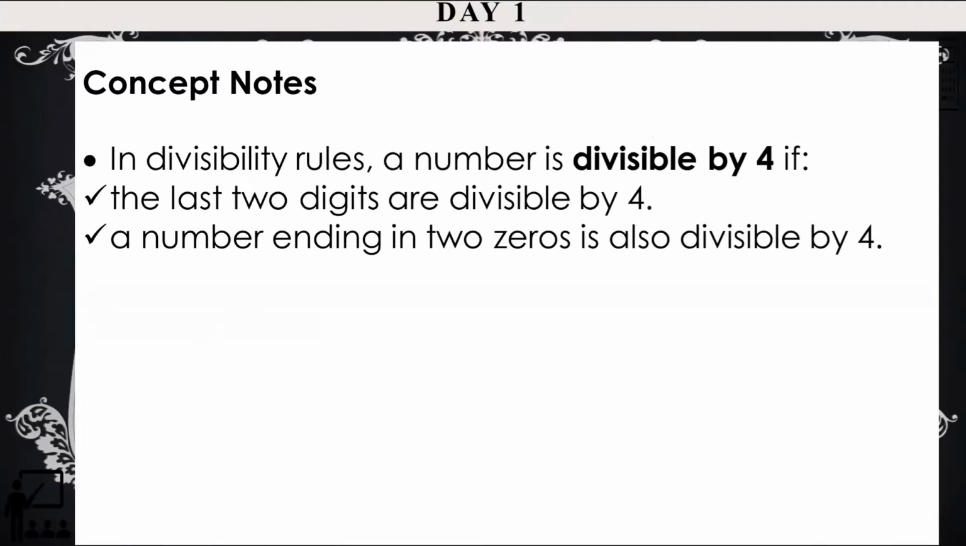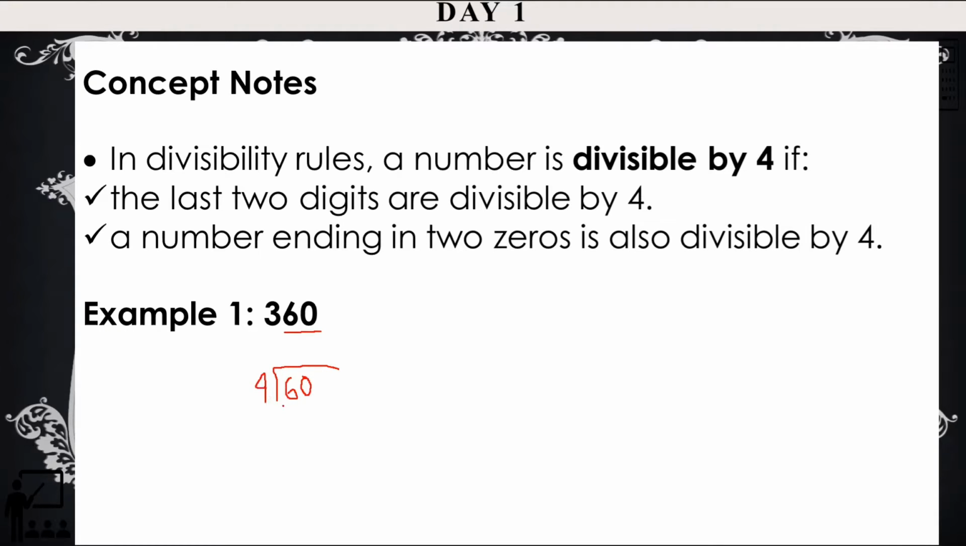So let's have an example. Example number 1 is 360. To check if 360 is divisible by 4, we need to get the last two digits of the number. The last two digits of our number are 60. What we are going to do is divide it to check if it is divisible by 4. So, for example, 60 divided by 4.